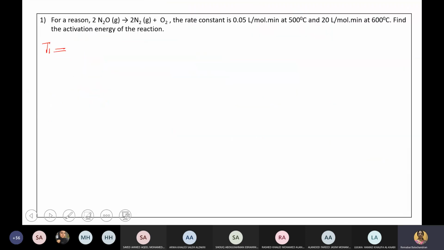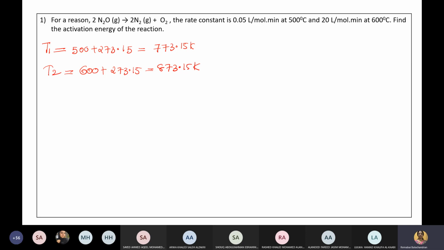Okay. So now, tell me what is T1. 500 plus 273.15. Yes, so it will be 773.15 Kelvin. T2, what is T2? 600 plus 273.15 is equal to how much? 873.15 Kelvin.